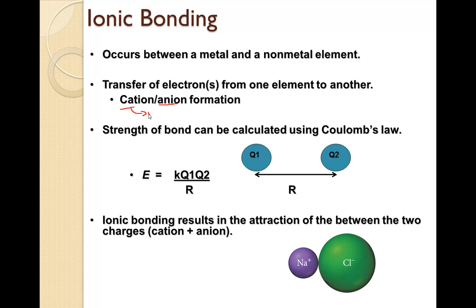A cation is a positively charged particle, while an anion is a negatively charged particle, meaning that the cation lost electrons while the anion gained electrons. The strength of this bond can be calculated by Coulomb's law, which is that energy is equal to a constant times the charge of one times the charge of the other divided by the distance between them. The ionic bonding results in an attraction between the two charges, the positive from the cation and the negative from the anion.